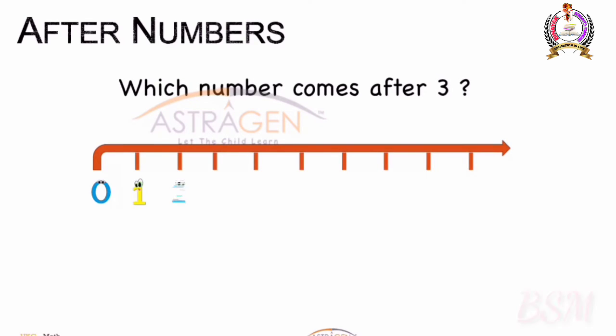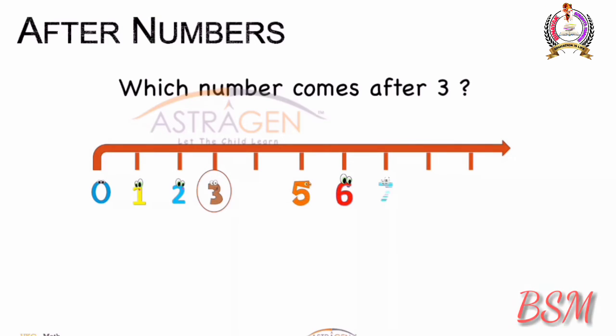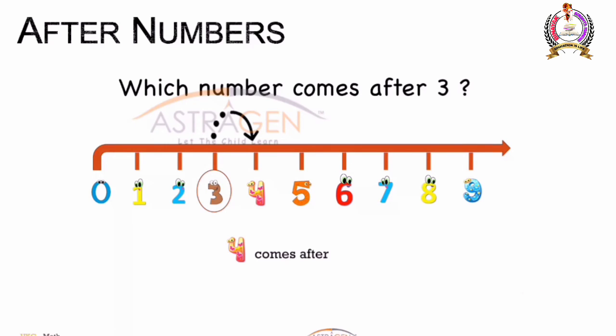Now, what is with the after number? What comes after 3? Let's see. Now, when it is after, raise your right hand. So, you point out at 3 with your left hand and raise your right hand. Which number are you touching? The number 4. So, 4 comes after 3. Got it, children? Now, it's time for us to rapid fire.